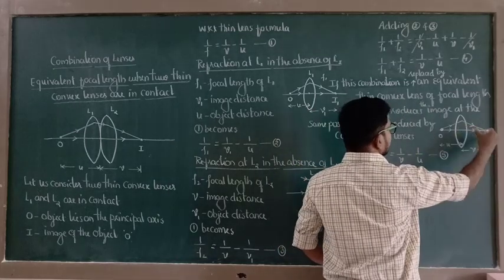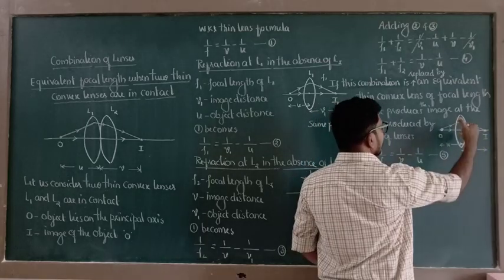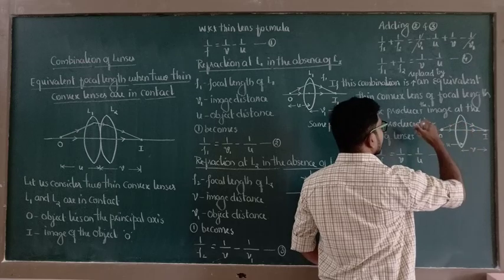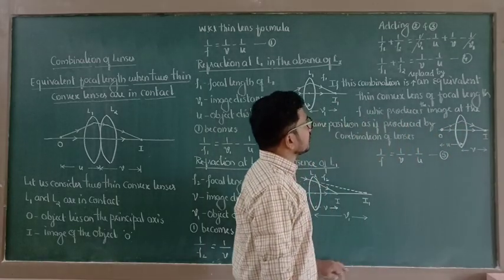So this measurement is in the direction of incident light, therefore this value is in terms of positive sign. This measurement is opposite to the direction of incident light beam, therefore this distance is in terms of negative sign.